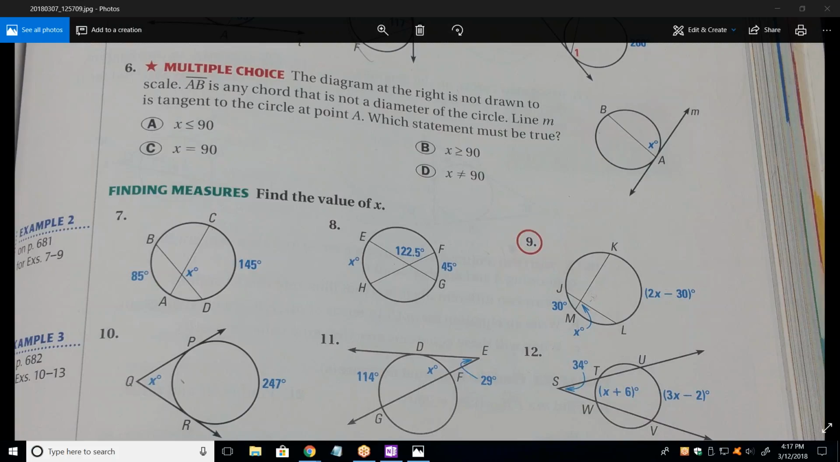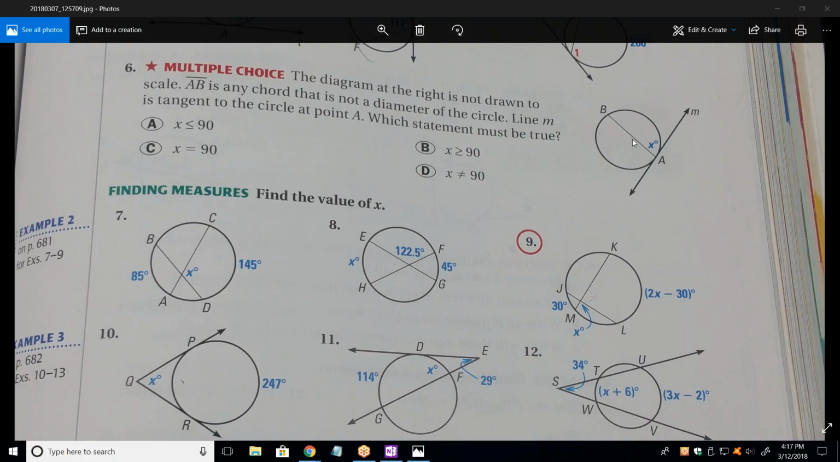D, on the other hand, has to be correct. And if you assume that only one statement is correct, then it has to be D. You might think that A might be the answer because it says X is less than 90 degrees, and if we look at it, it's clearly less than 90 degrees. But remember, it says not drawn to scale.